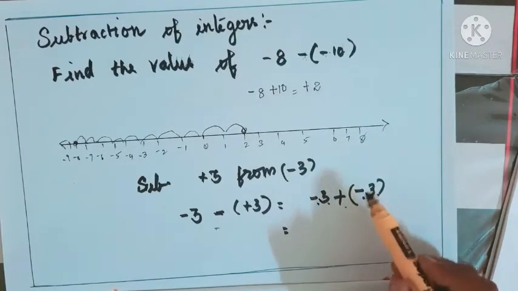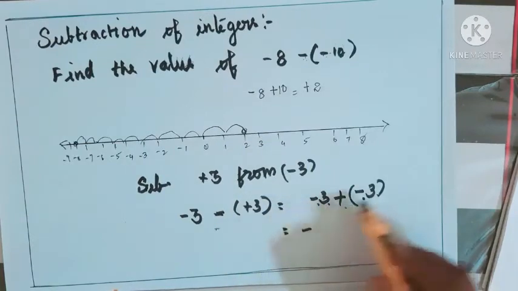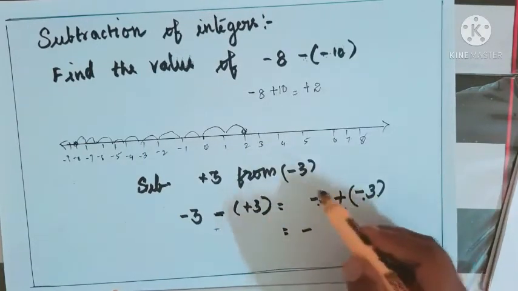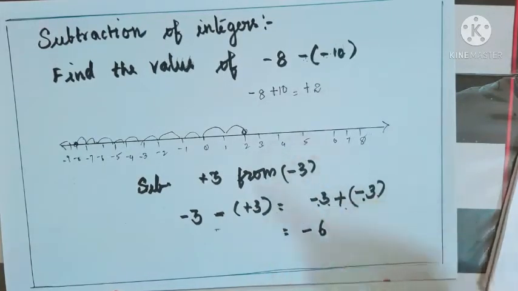What you have to do? You have to add it and put the bigger number's sign. So here this is the same number, so you can put the negative symbol. So minus 6. 3 plus 3 is 6.